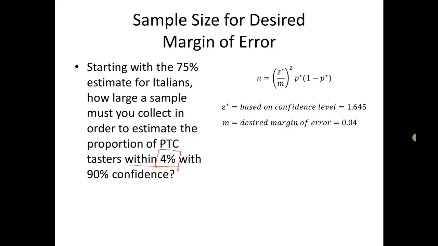Something that's important to note is that everything that we put into this formula must be in decimal form. So the problem over here said 4%, but when we put it into the formula, we want it to be in decimal form, so 0.04.